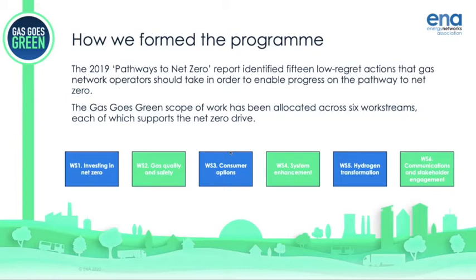On consumer options, deliverables in this work stream are looking at the implications of net zero gases on different consumer groups. So we have a piece of work that's looking at transition pathways for heavy goods vehicles. The system enhancement work stream number four is looking at revising network equipment and network processes to facilitate net zero networks and indeed their smart operation.